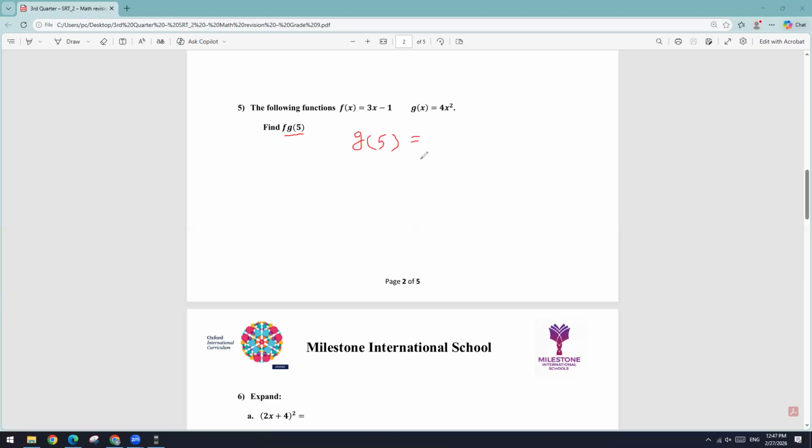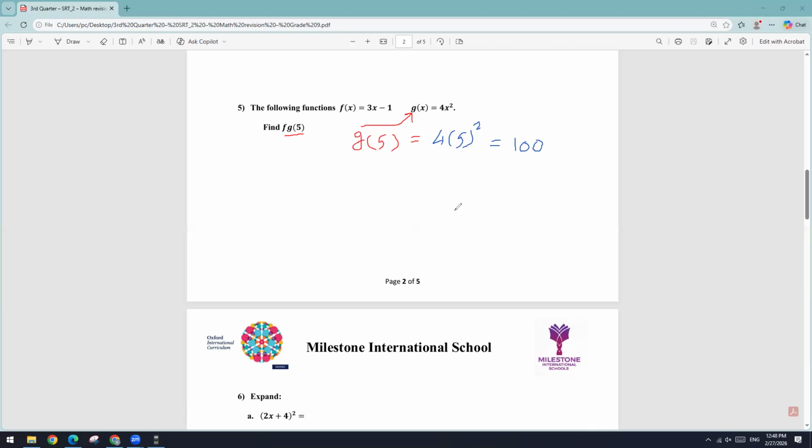What does that mean, g(5)? It means go to the function that is called g and substitute x by 5. So 4, and then instead of x, we put 5, and it's to the power of 2. Now, be careful, it's not 4 times 5 to the power of 2, no. The priority in the order of operations is to do the power first. 5 squared, 25, times 4, 100. So the answer of g(5) is 100.